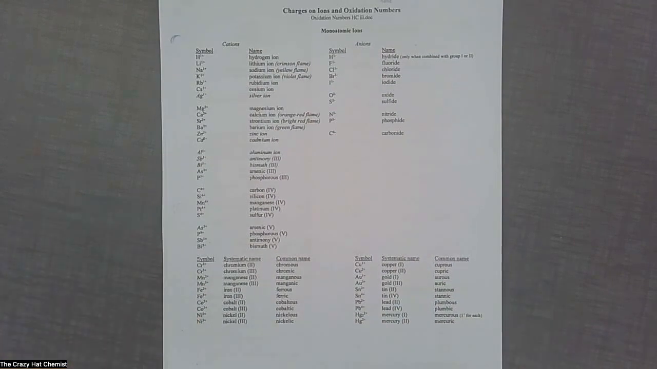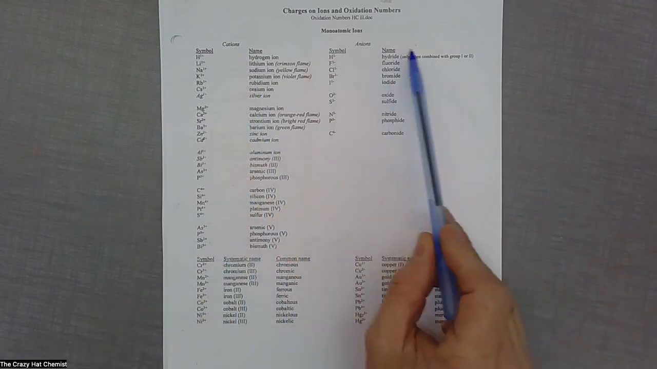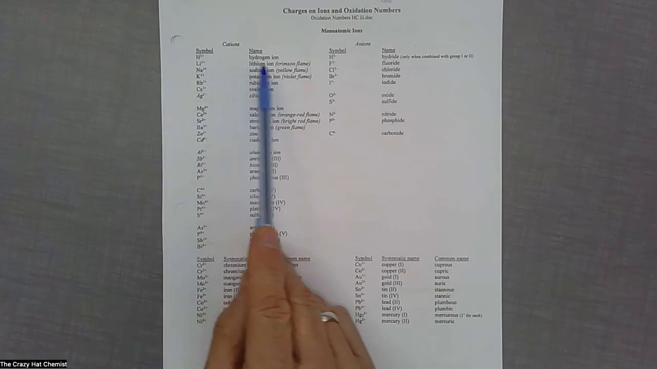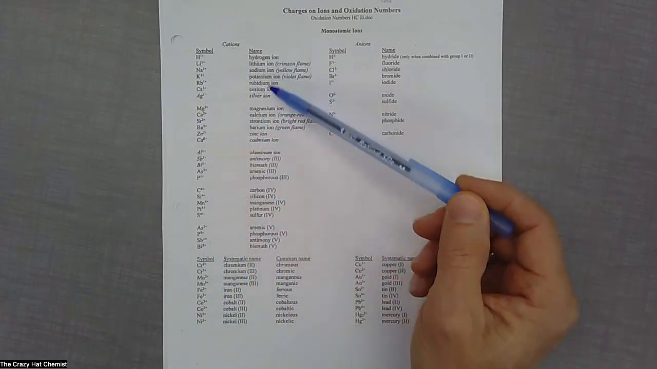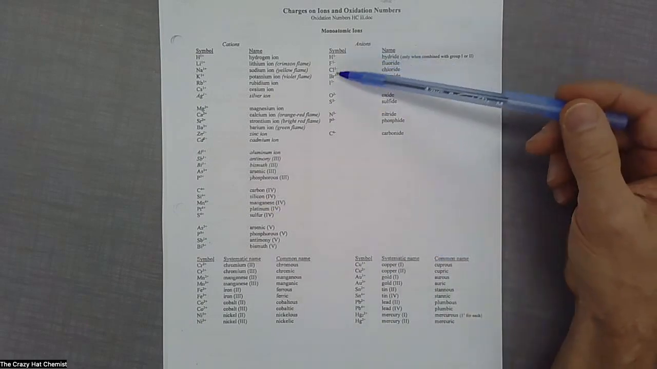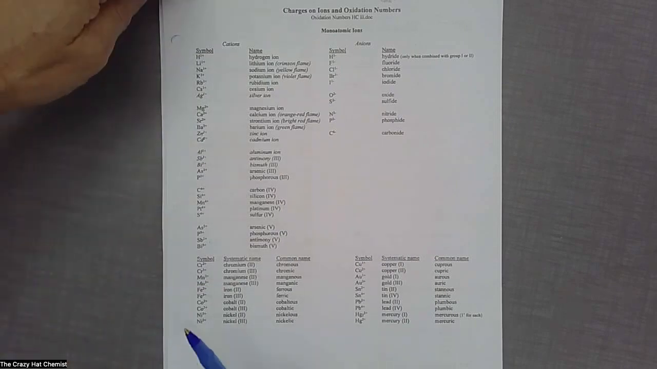How I have this divided up is I have cations on the left-hand side, anions on the right-hand side. These cations are most commonly right over here, ones that are periodic trends. These anions are ones that are periodic trends. These are some transition elements which have multiple charges to them, and you should be looking at patterns on the periodic table to address those.